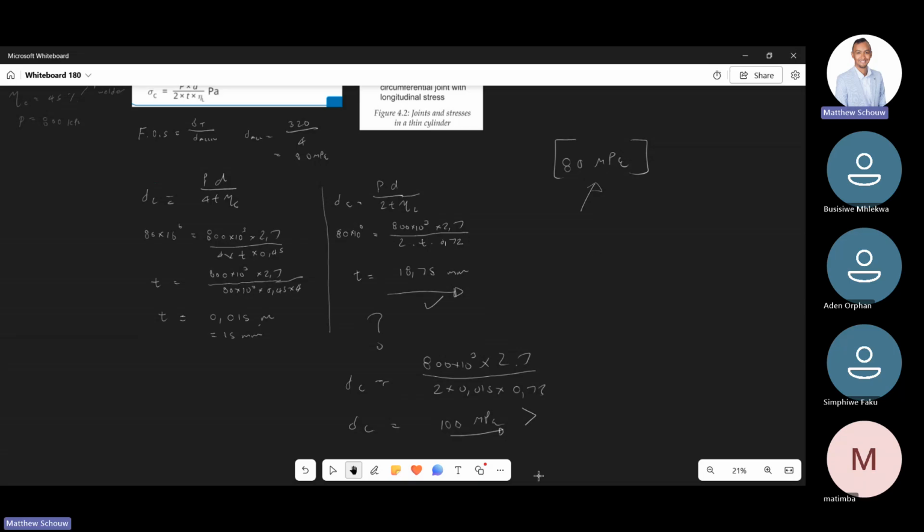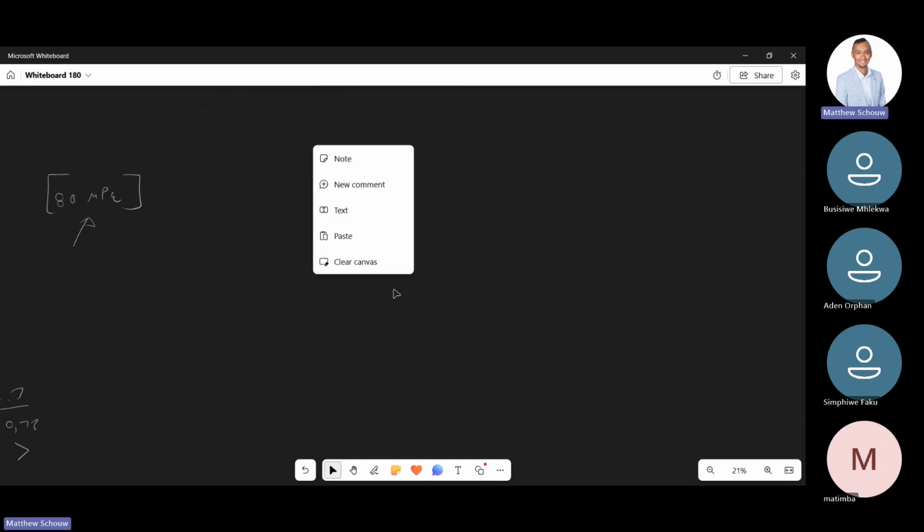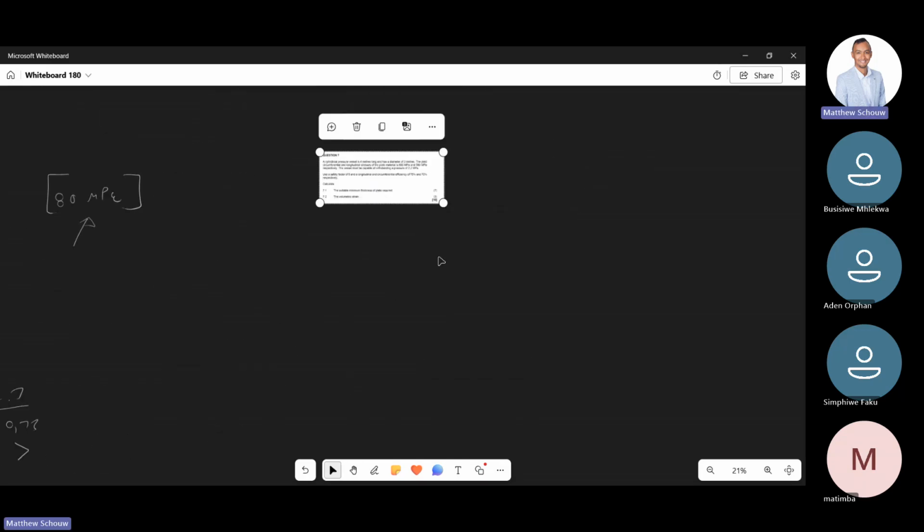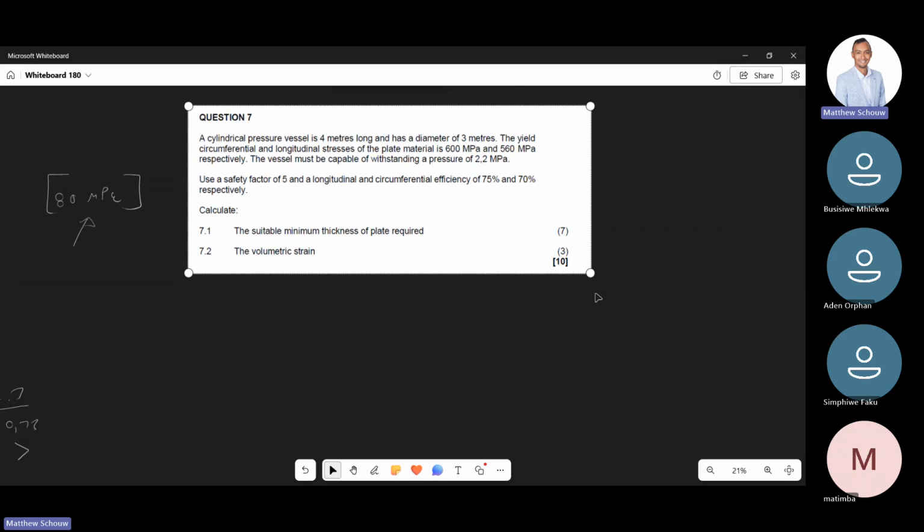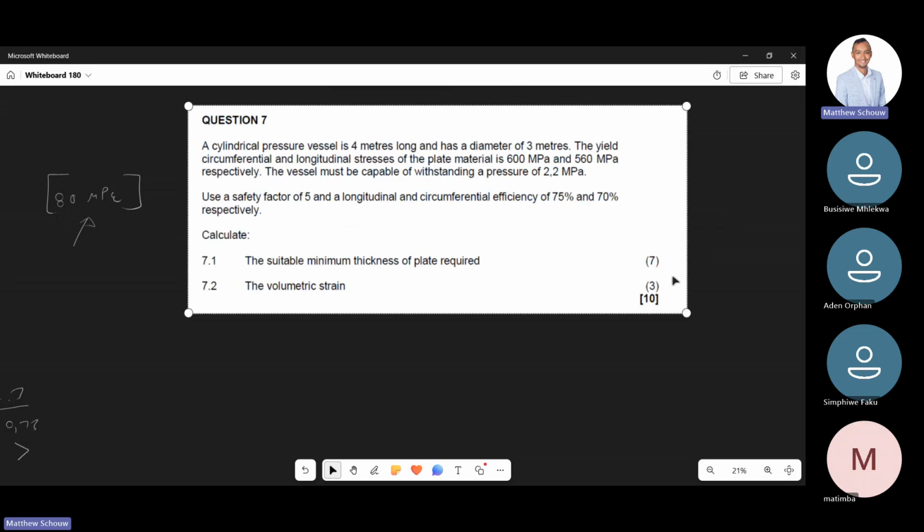So would you guys like to try to solve a problem on your own, like this? Is it fine? Yes, sir. Okay, cool. You can make a note of it as you write it. I'm gonna put it up. It is from the April 2024 past paper, the 19th April 2024, so last year. I'm gonna put up the question here, and you just have to do 7.1 for 7 marks.